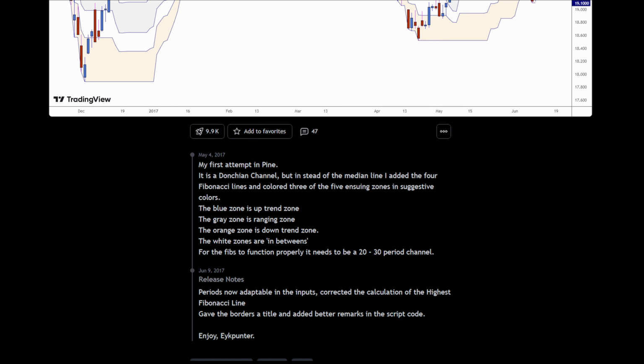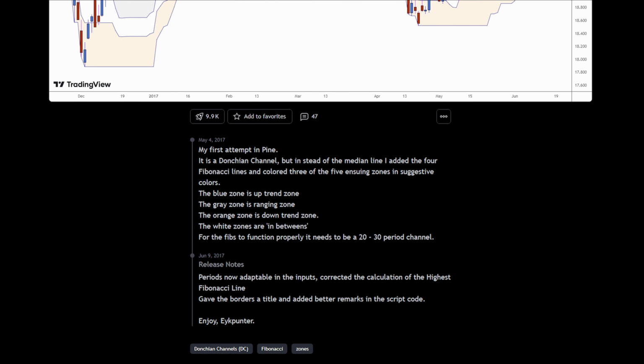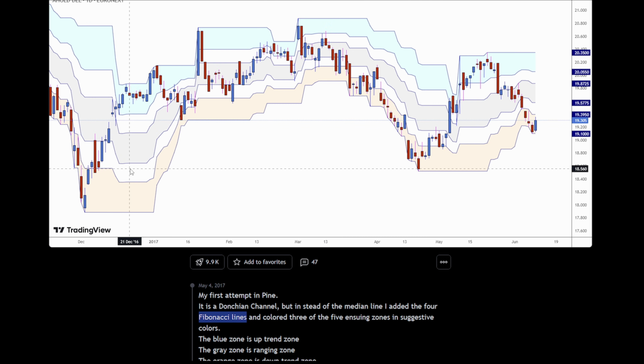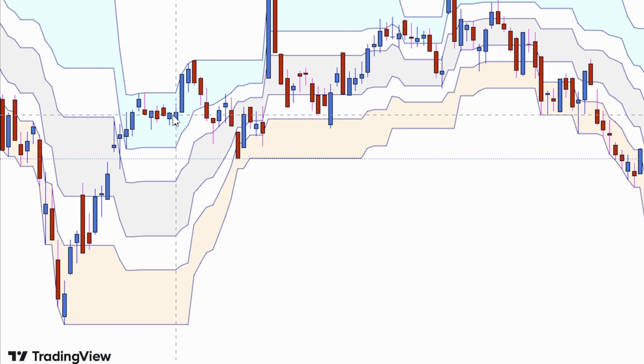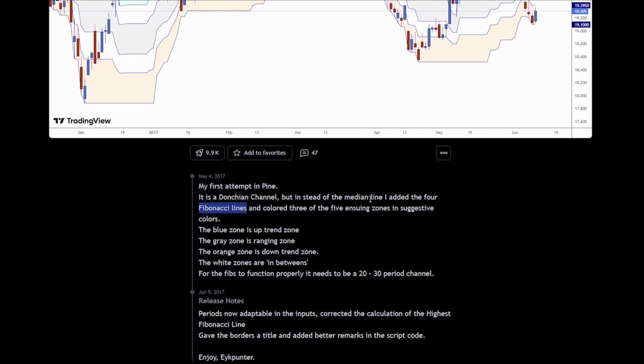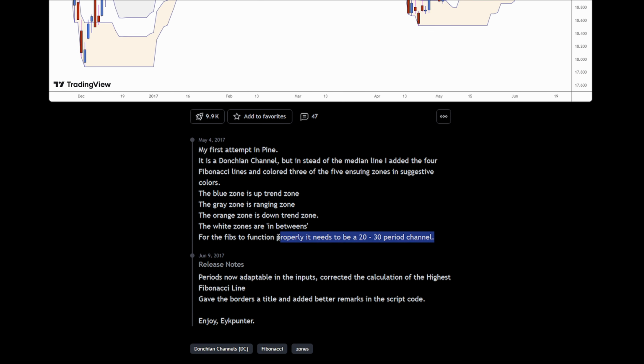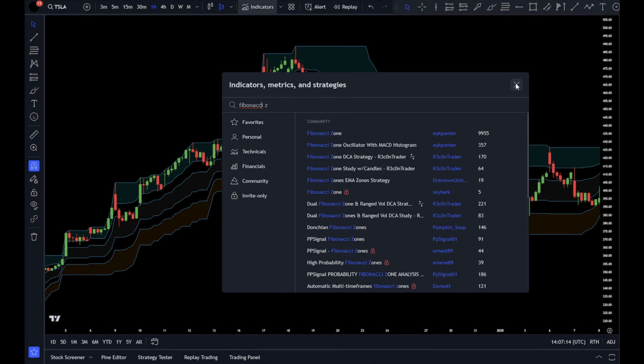Instead of a median line, it introduces 4 Fibonacci levels, dividing the channel into 5 distinct zones. Each zone is color-coded to provide clear market insights. The blue zone indicates an uptrend, the orange zone signals a downtrend, and the gray zone highlights a ranging market. The 2 zones in between represent transitional areas, showing shifts in momentum. For the Fibonacci levels to function effectively, the channel is optimized for a 20 to 30 period range, ensuring reliable trend analysis. Now let's take a quick look at the settings.